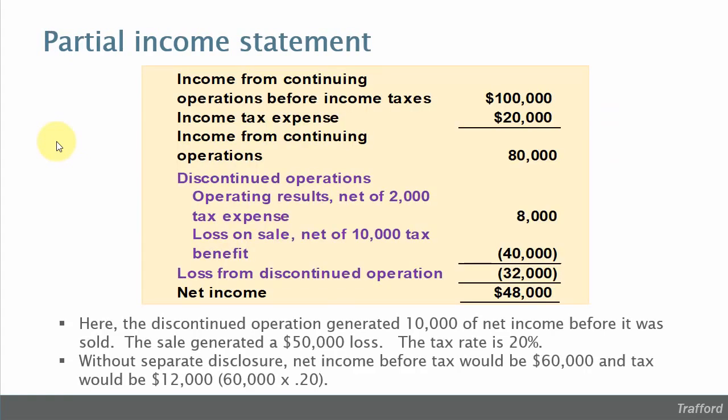Let me show you an example here. Some companies have some freedom to report this in slightly different ways, but it'll generally look like this. So in this case, we're assuming that the company sold a component of their business. It qualified as a strategic move. The discontinued operation generated $10,000 of net income before it was sold, and the sale itself generated a $50,000 loss. We're also assuming that the company has a tax rate of 20%.